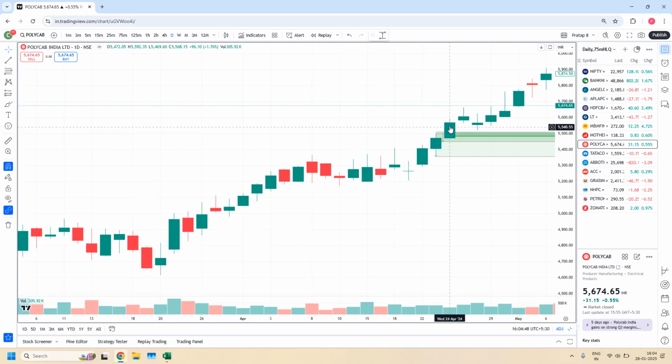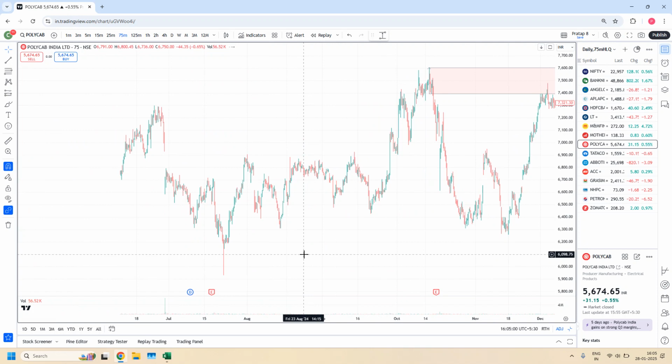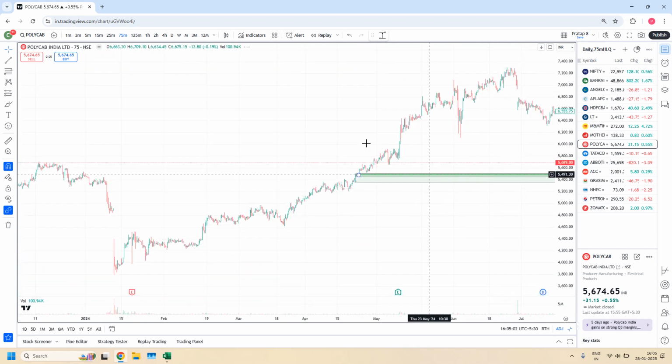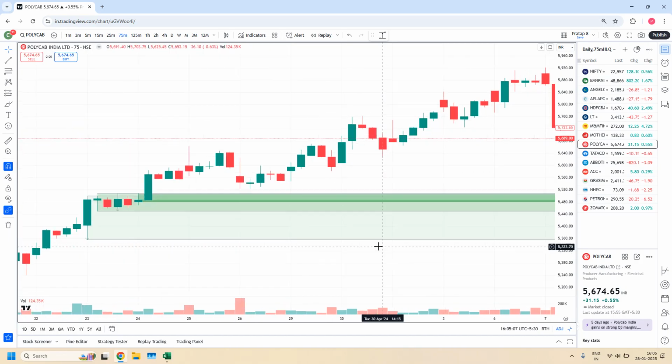So we have a rally base rally. This is what was identified by our software. And I fine-tuned this zone with the 75 minutes time frame. Here we have a 75 minute zone. We have a rally candle, 1, 2, 3, 4, 5 base candles, and again a rally candle. This is the 75 minute zone.